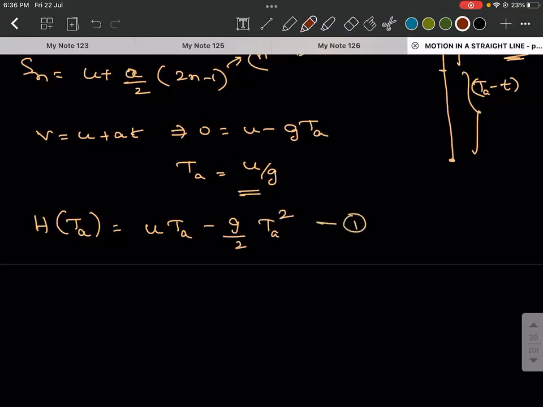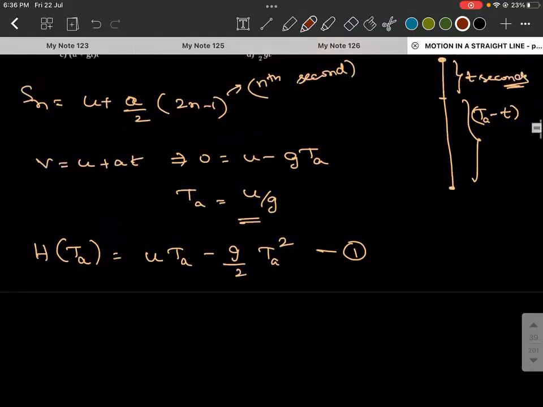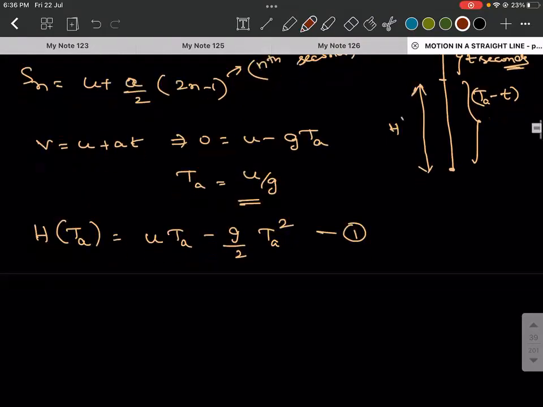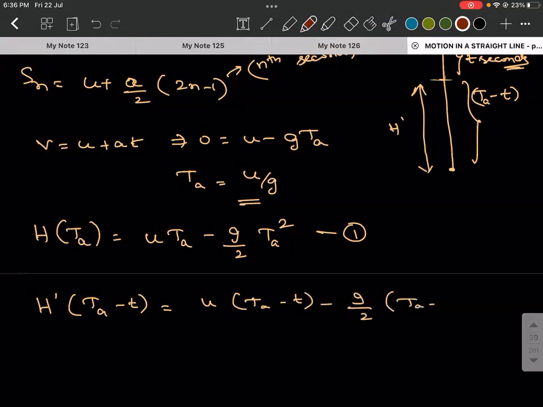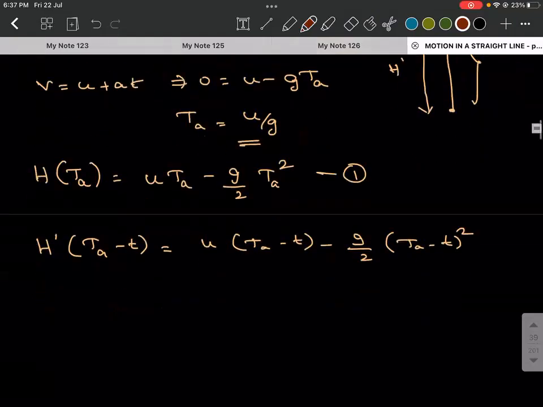Is there any doubt in this? So if you call this height h dash, h dash is the distance traveled in ta minus t seconds. Am I right? So this will be equal to u into ta minus t minus g by 2 into ta minus t the whole square. Can I do this? Yeah.